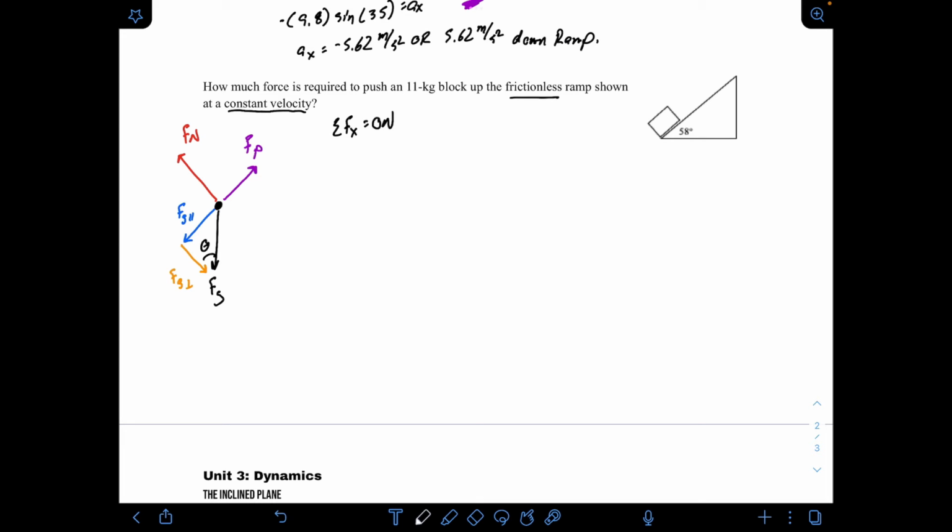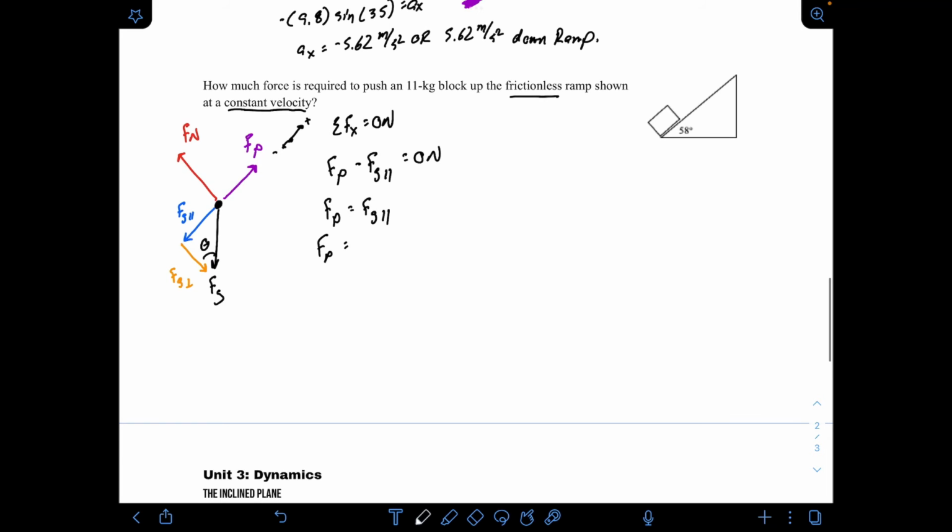So let's apply Newton's second law in the x direction and figure out what's going on. Up the ramp is going to be positive, down the ramp is negative. So Fp, that's positive, minus Fg parallel, that's the negative chunk. There's no other forces occurring in the x direction, so this is equal to 0. So the math here tells us that the pushing force is equal to the parallel force. So let's plug everything in that we know. Fg parallel looks like it is Fg sine theta.